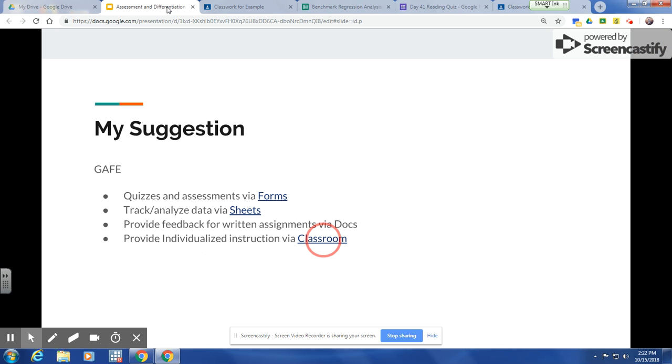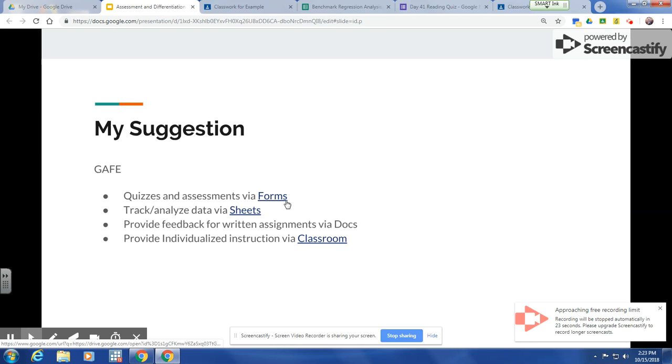But my suggestion would be to use Google Apps for Education, because again, I believe that it allows us to both assess our students and differentiate for our students.